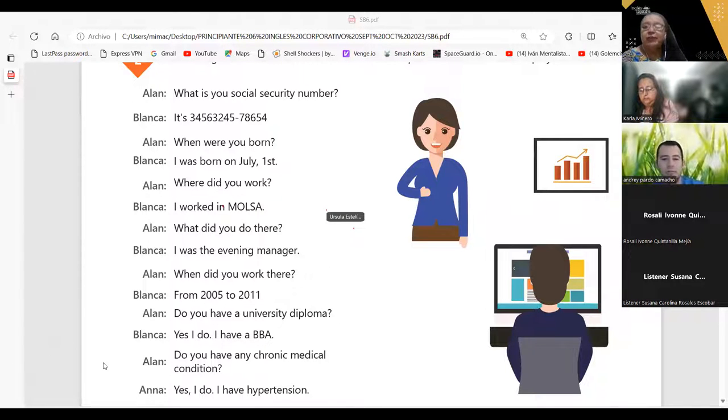Do you have any questions? Yes, teacher. In the sentence, I worked in Molsa, is that correct? Because I think it's at Molsa. When you say at Molsa, it is more general. But when you say in Molsa, it means indoors. It is better to say at Molsa because you don't say specifically the place inside the facilities. Yes, I worked at Molsa is better. You are correct.